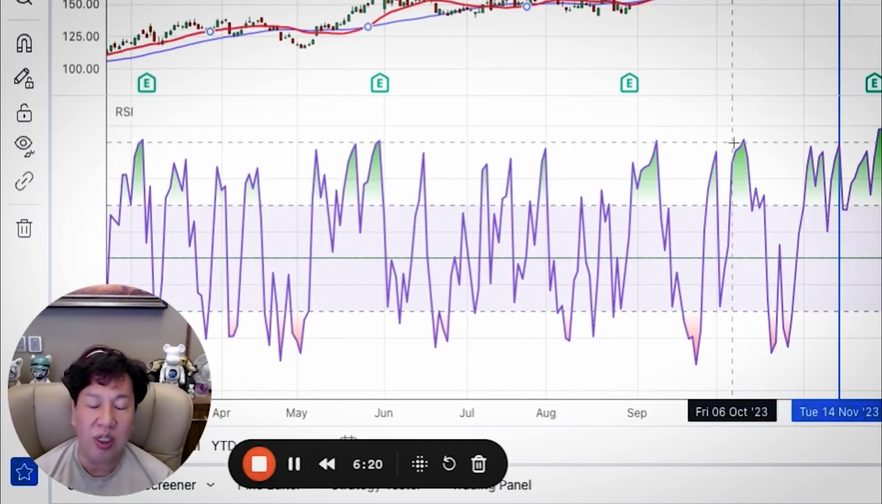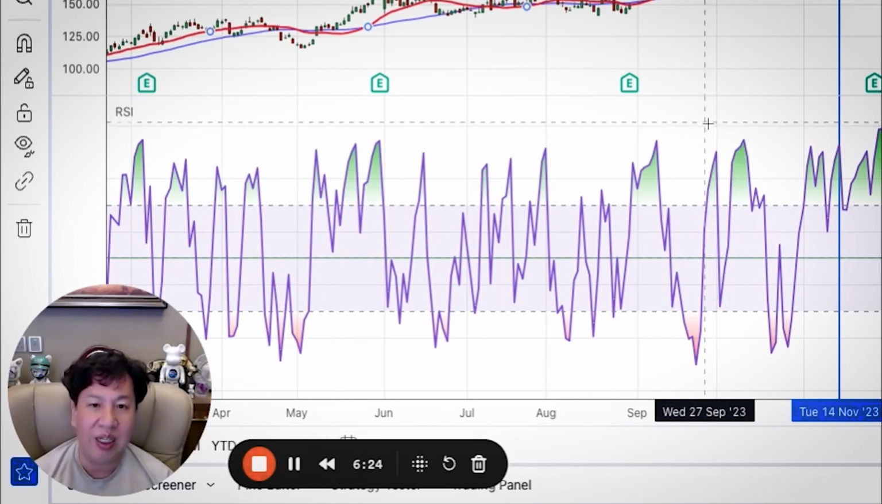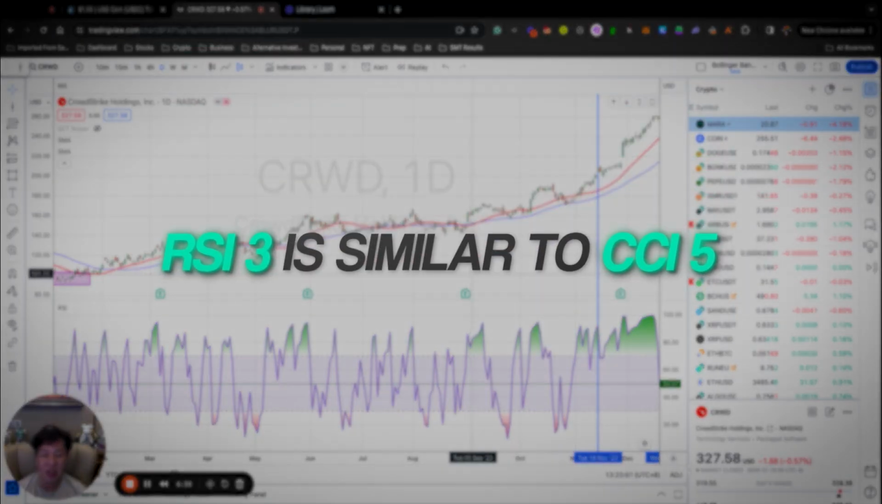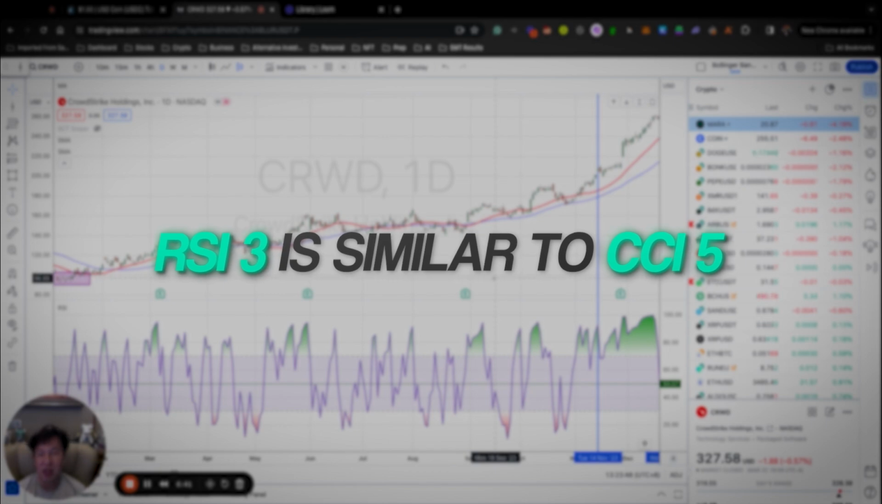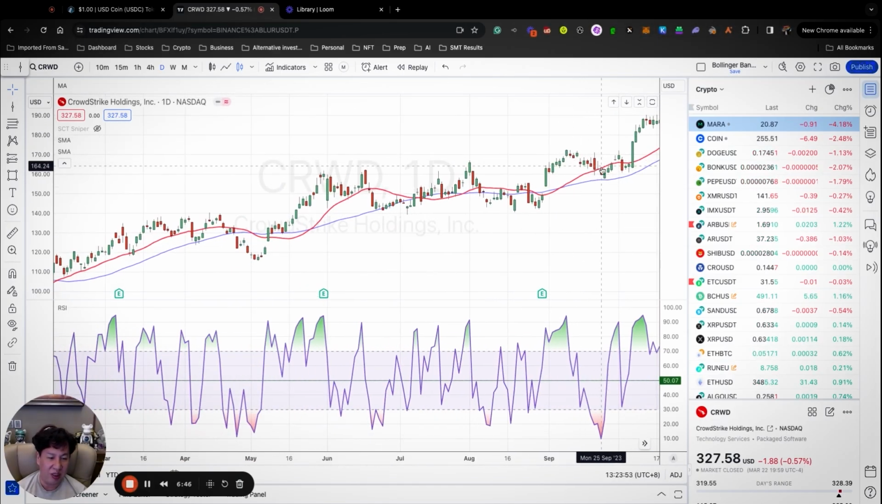So what you can do is, if you want to use it like an oscillator for a trending market, then you can use the RSI but change it to 3. So RSI 3 is similar to CCI 5. And then from here, you can look at the dips. Okay, so from here, you see the price come down, it goes to oversold region, then there is a dip that you can buy on the trend.